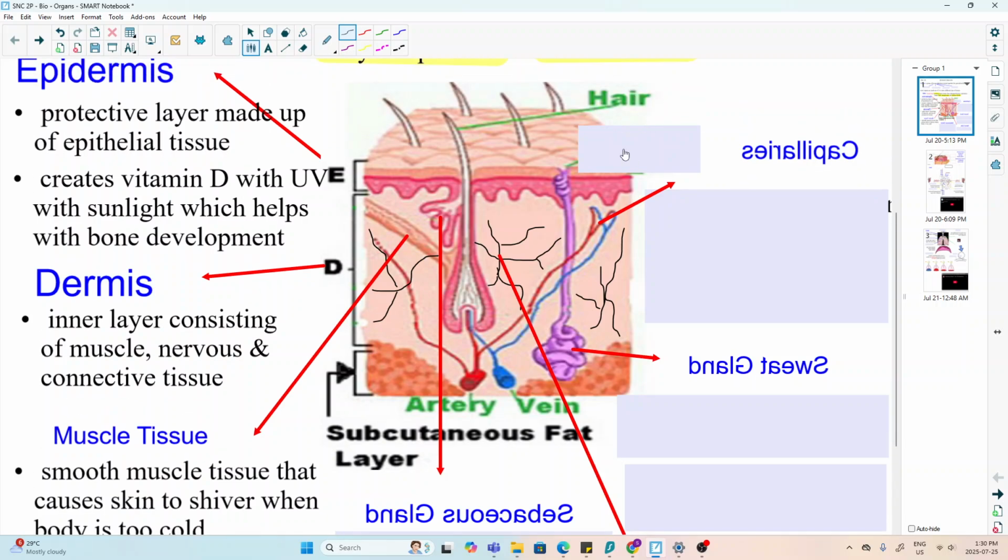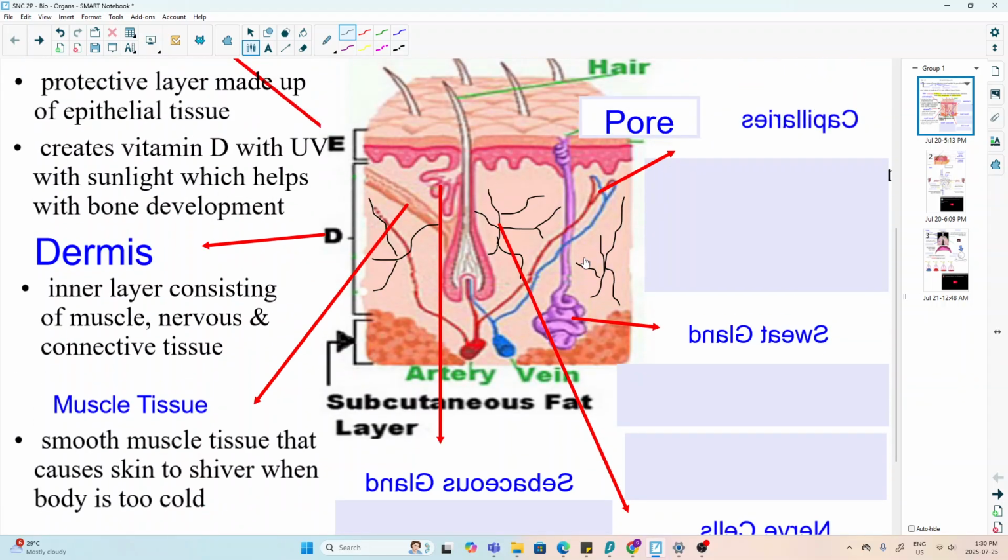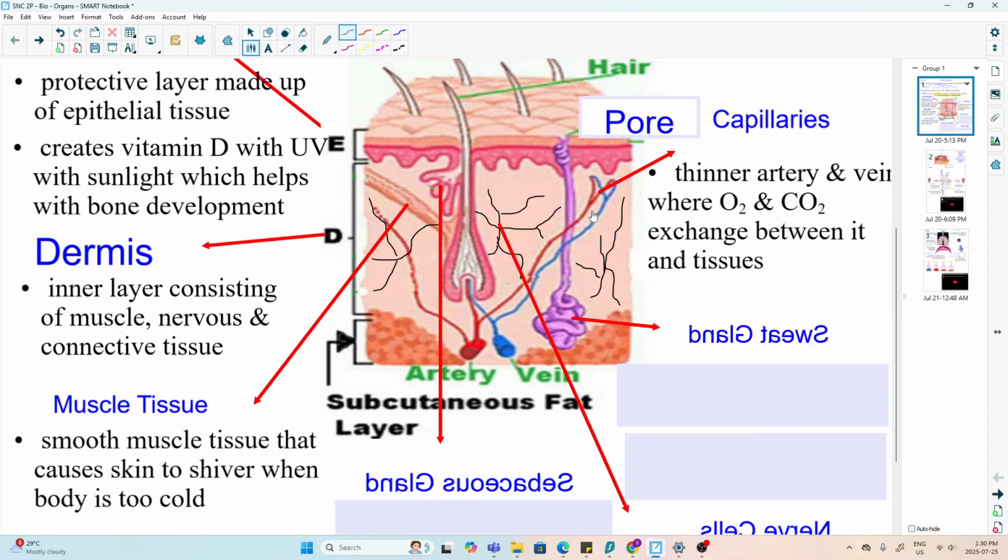Then we have holes in your skin called pores. That's how sweat and oil comes out. And you have little veins. When the veins and the arteries are in the dermis layer of your skin, they're smaller and thinner. They're called capillaries. Those are basically the thinner arteries and veins, and that's where the gases, oxygen and carbon dioxide, get exchanged between cells and the blood. The veins and arteries are just underneath the dermis, but when you get to the dermis, they turn into little thinner blood vessels called capillaries.